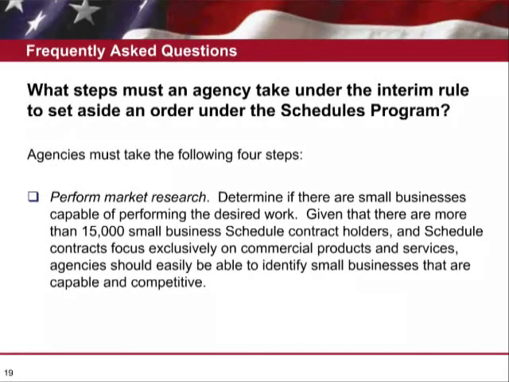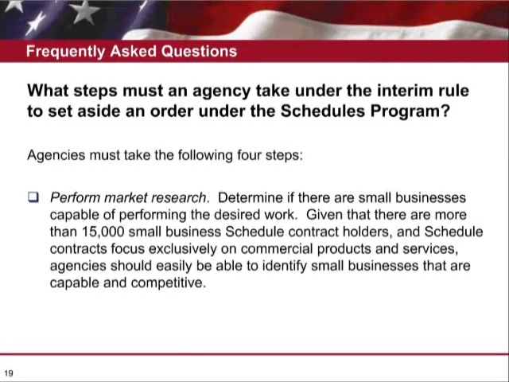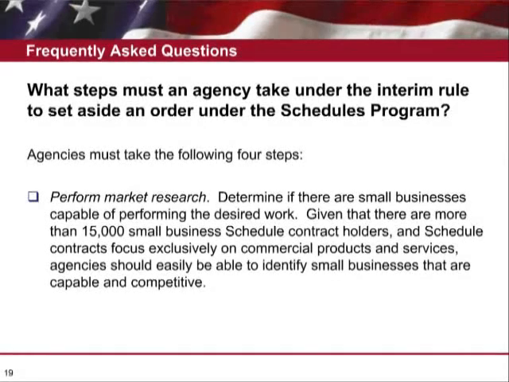Now, like I said before, there's more than 15,000 small business schedule holders, and since the Schedules program covers commercial items, there shouldn't be any problem identifying enough small businesses that are capable and competitive in terms of meeting your requirement. If you want to be really certain and you can't be sure with using Advantage and eLibrary, you can always issue an RFI through eBuy to make sure there are sufficient small businesses capable of doing the work.